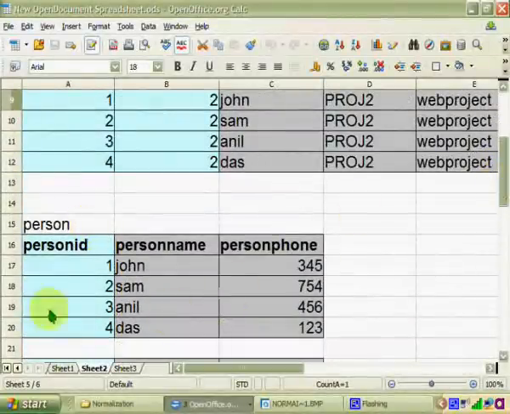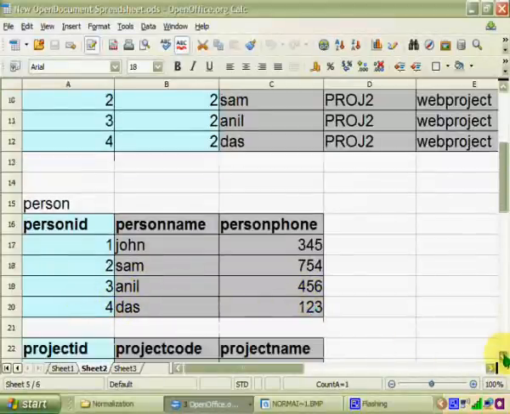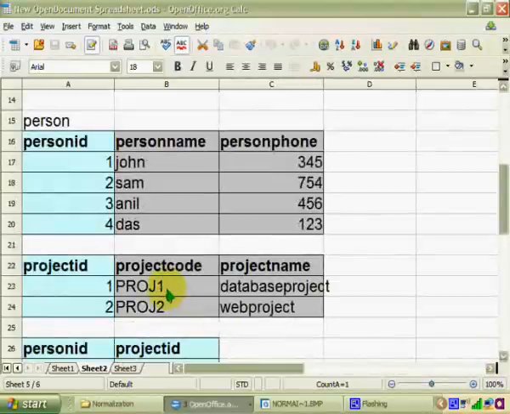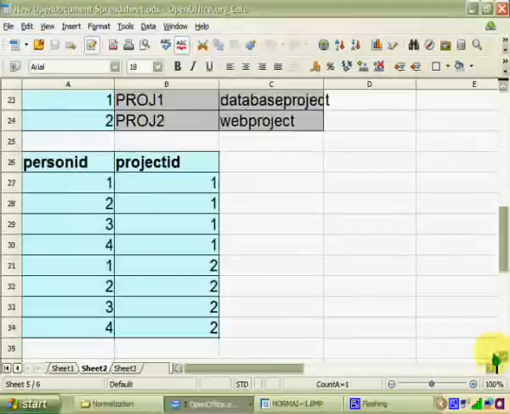We have the person information in this table. We have person ID 1 John, phone number 345; person ID 2 Sam 754; person ID 3 Anil 456; person ID 4 Das 123. And then we have the project information. We just have database project and web project, and the corresponding project codes proj1, proj2. And then in the third table we stored their relationship, person ID and project ID.